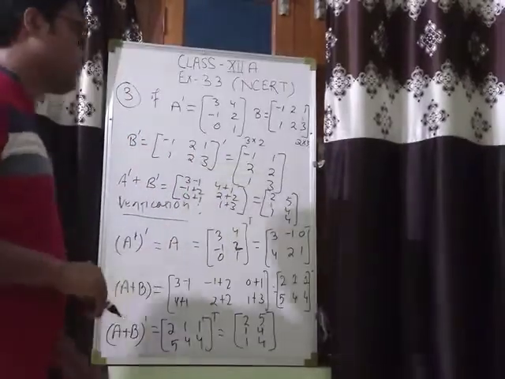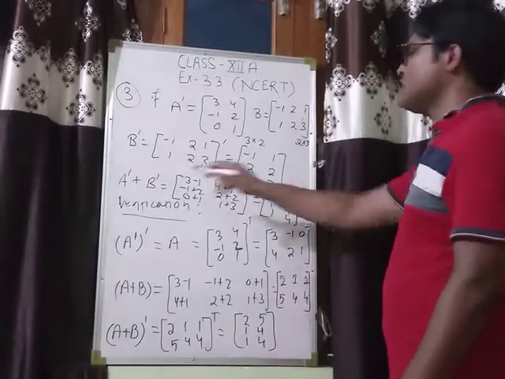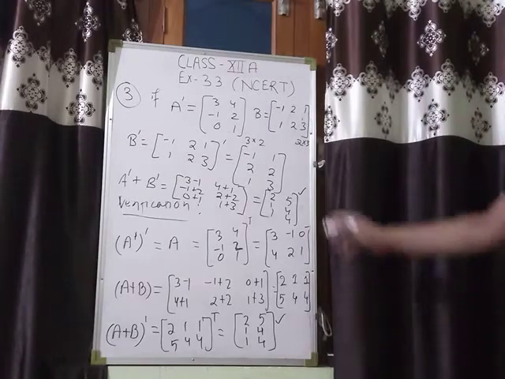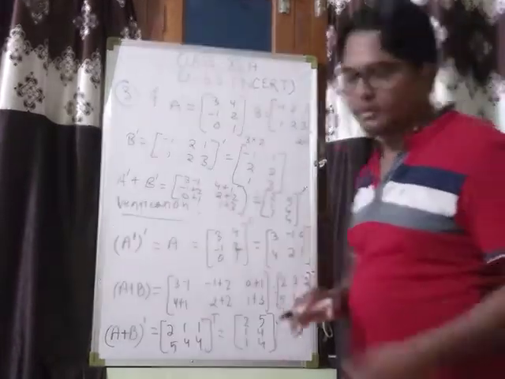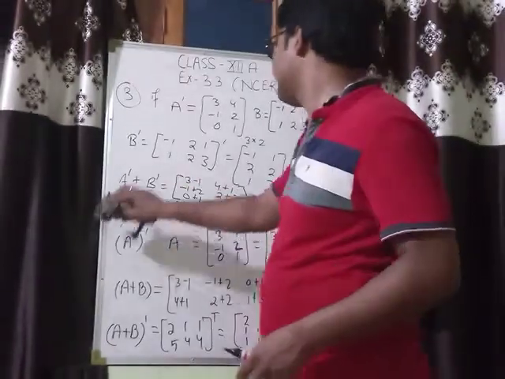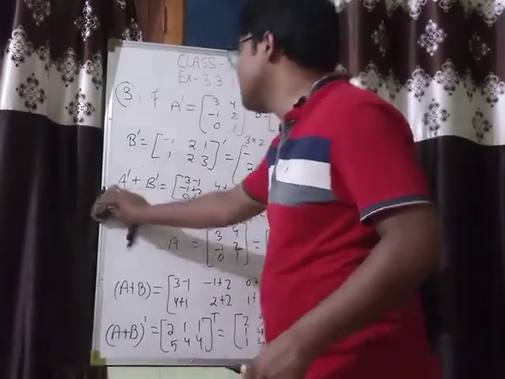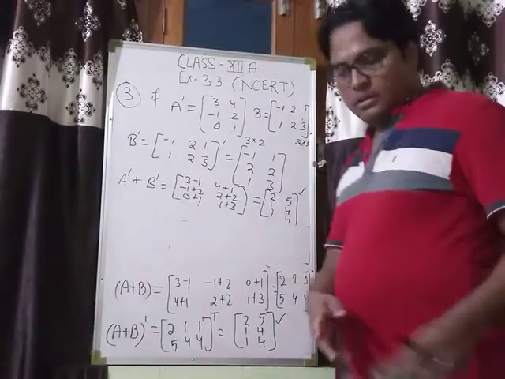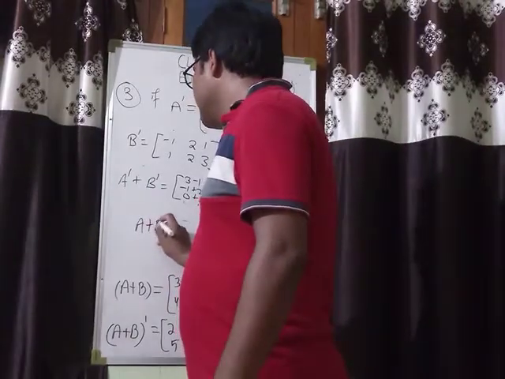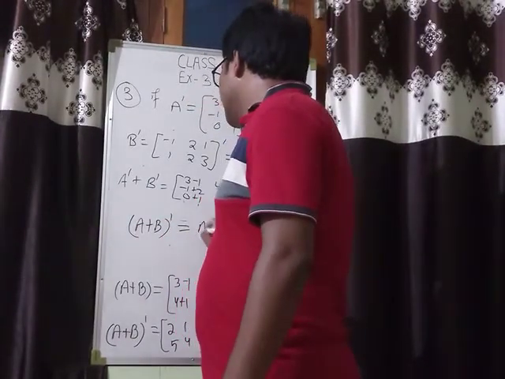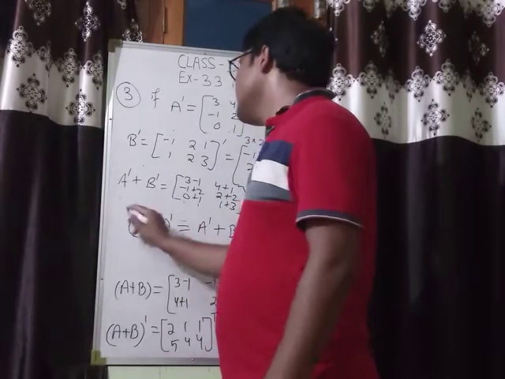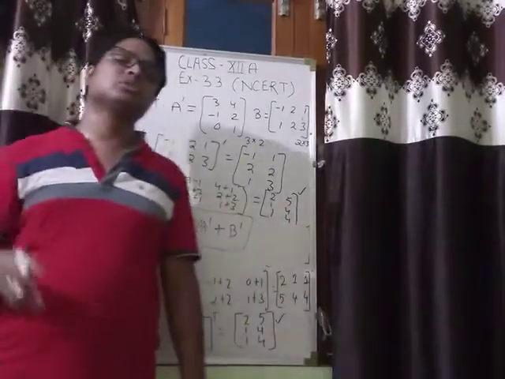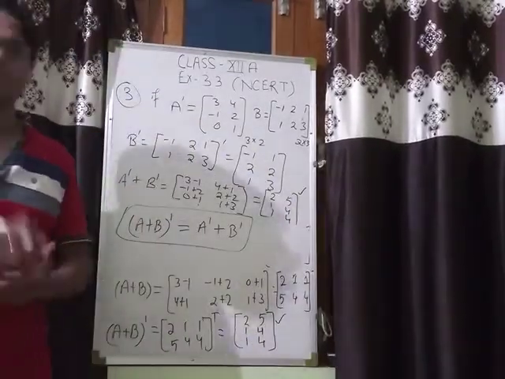Now you can check. This is A transpose plus B transpose and this is (A plus B) whole transpose. So you can see both are same. That's why from here we conclude that (A plus B) transpose is equal to A transpose plus B transpose. Okay. In the same way, you can verify (A minus B) transpose is equal to A transpose minus B transpose. So that will be homework for you.